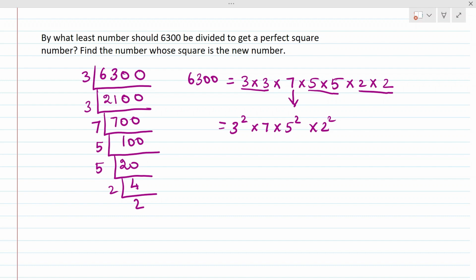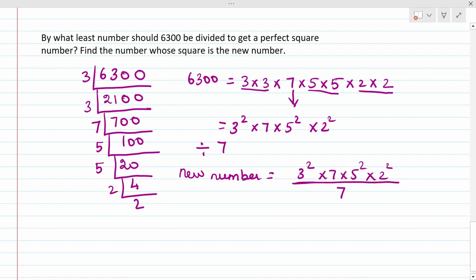So we have to divide that 7 from this number, so that the remaining numbers form a perfect square, because 7 does not have another 7 to pair with it. So now I am going to divide the number by 7. That means the new number, how will the new number be? New number will be 3 square into 7 into 5 square into 2 square divided by 7, because 7 does not have another number. So this and this will go. So it will be 3 square into 5 square into 2 square.